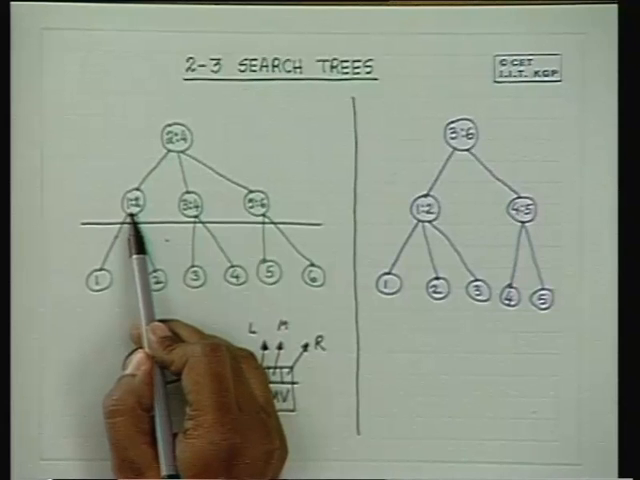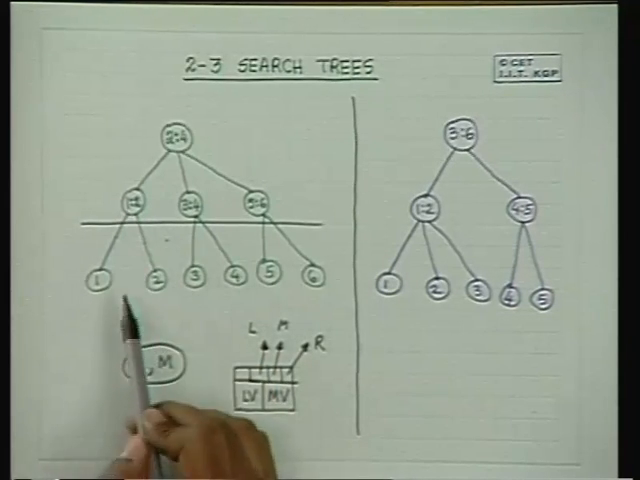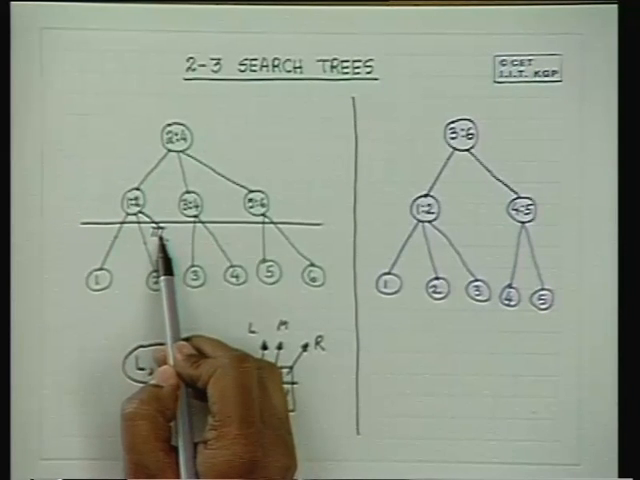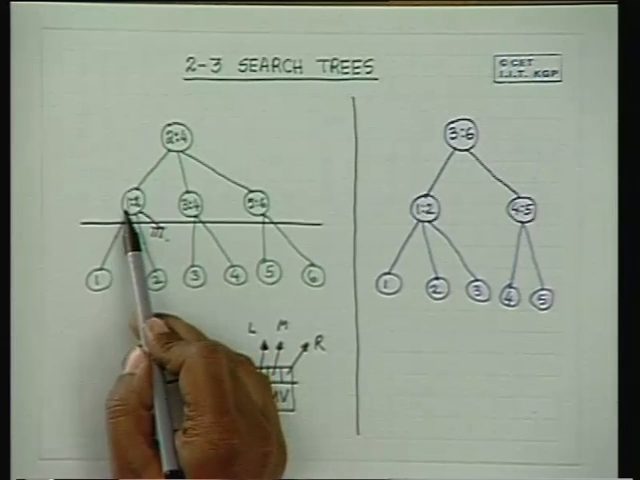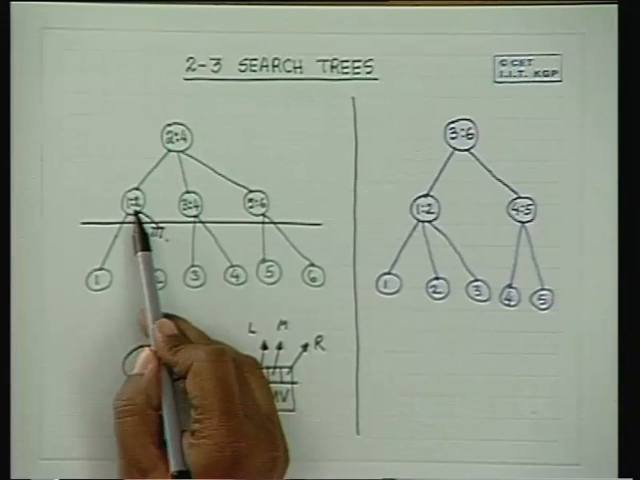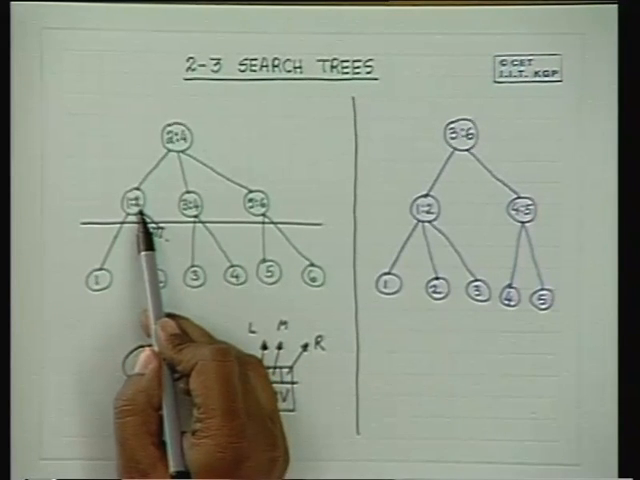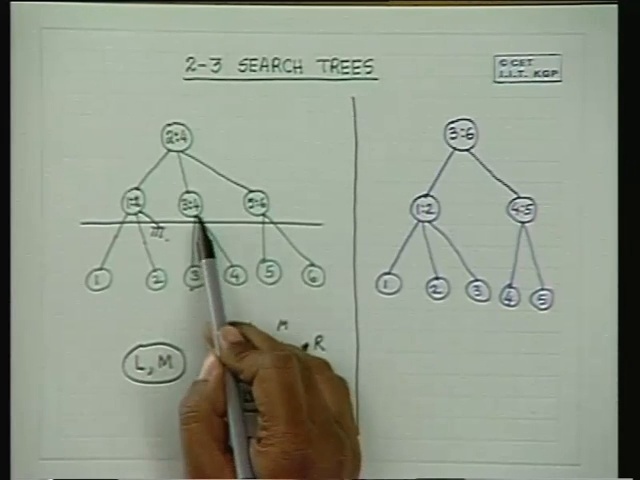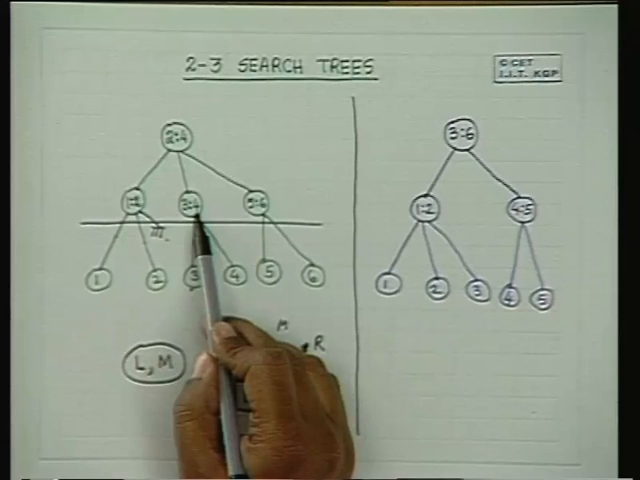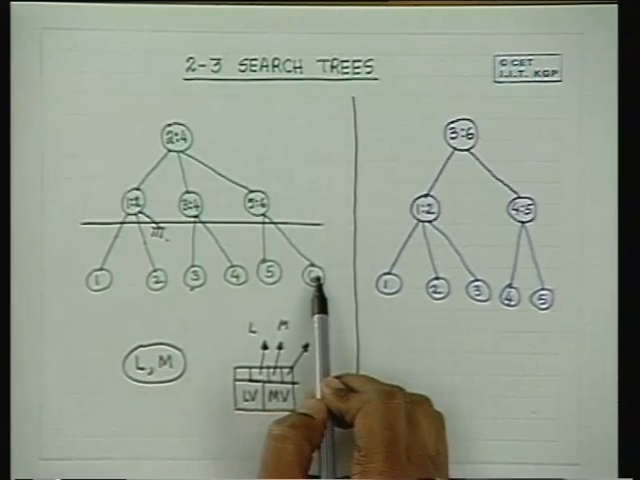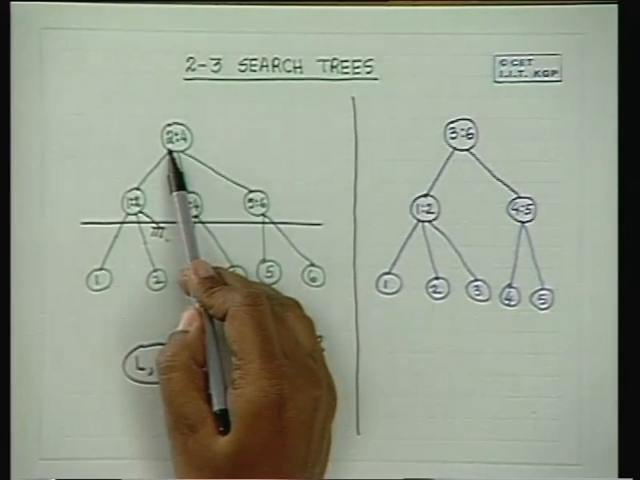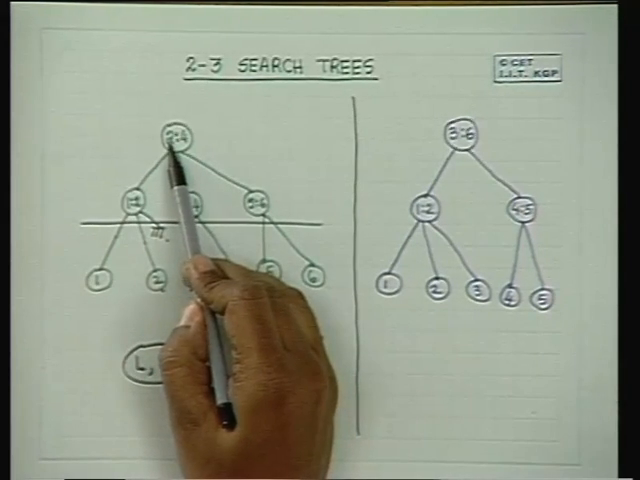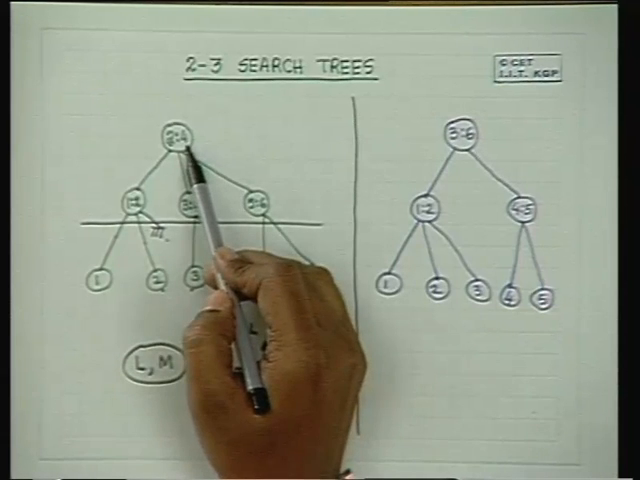So at this node, the L value, there is no right pointer, the right pointer is null. So the largest value here is 1, the largest value on the middle pointer is 2. Clear? At this node, the largest value on the left pointer is 3, the largest value at the middle pointer is 4. Here it is 5, here it is 6. Here the largest value at the left pointer is 2, so 2 is L here. Here it is 4, so 4 is here.